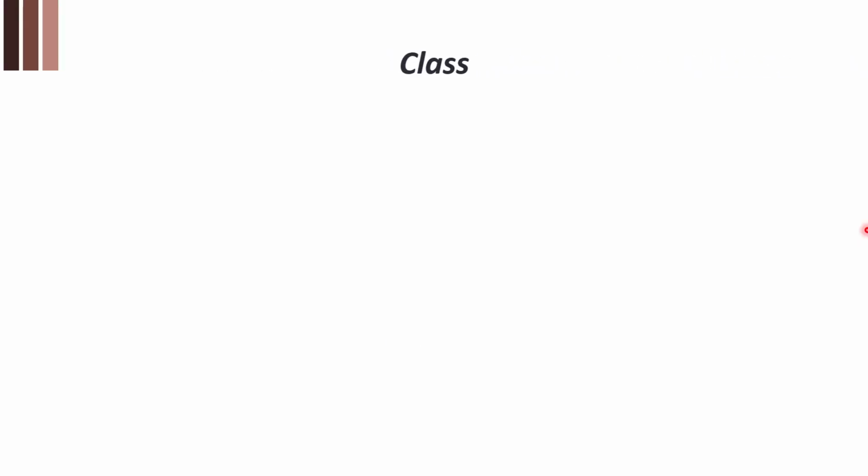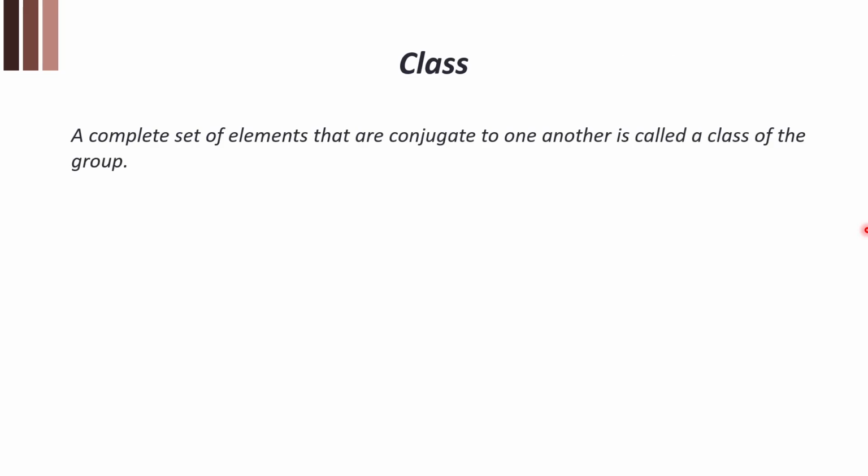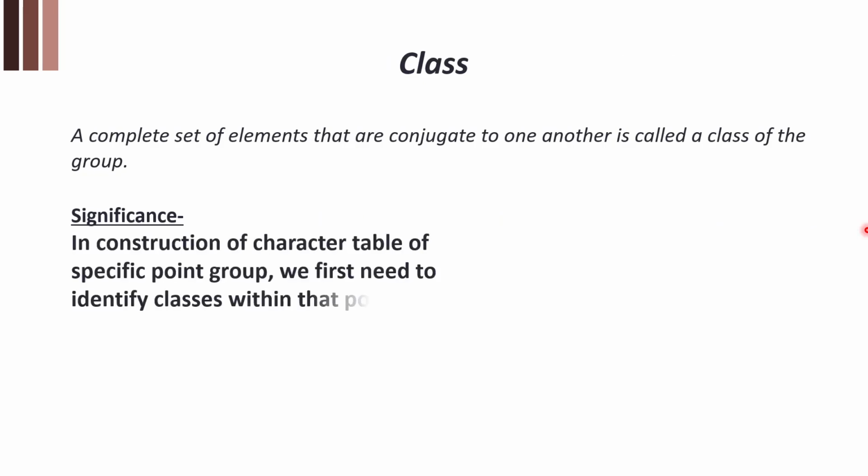So we have defined that a class is a complete set of elements that are conjugate to one another, and the significance of the class lies in the fact that in construction of a character table for a specific point group, we first need to identify classes within that point group, because further we are going to apply the great orthogonality theorem, which would be talking about the classes. So the first work would be to identify the classes of a particular point group.